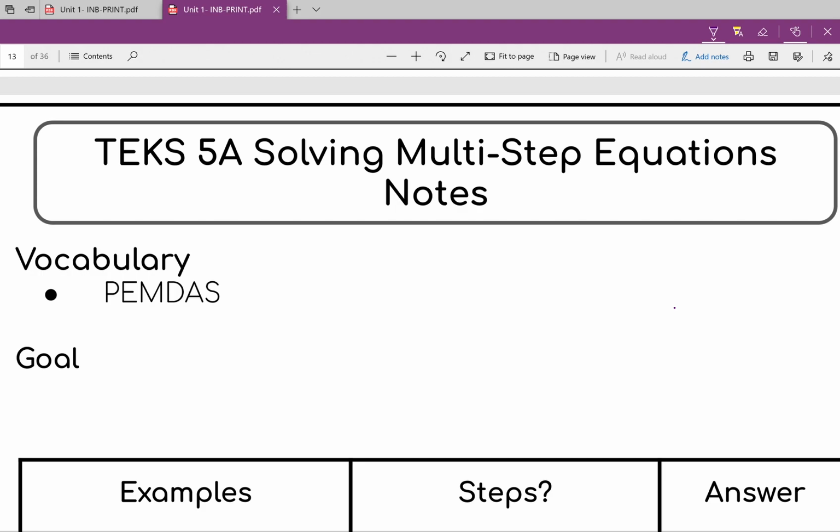TEKS 5A Solving Multi-Step Equation Notes. So our vocabulary is PEMDAS. Let's remember what PEMDAS stands for. PEMDAS stands for parentheses. So I'm just going to do P.